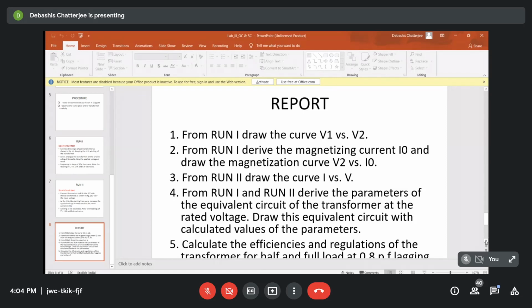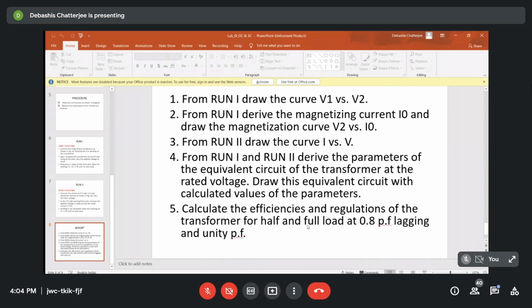Okay, so that's what I was telling. Then you can calculate efficiencies and regulations of the transformer for half and full load at 0.8 power factor lagging and unity power factor. I think in the books you read last semester, you learned how to calculate voltage regulation, how to calculate efficiency, and all those things.